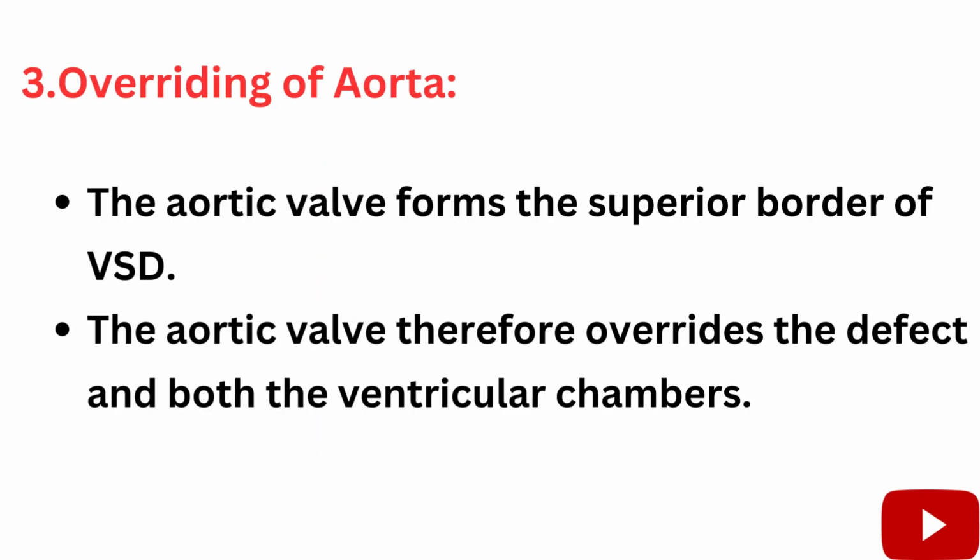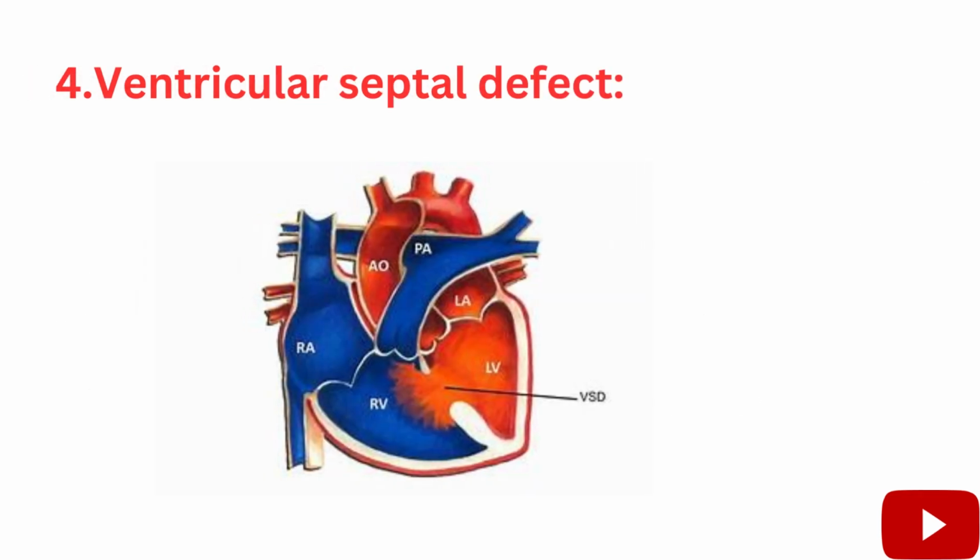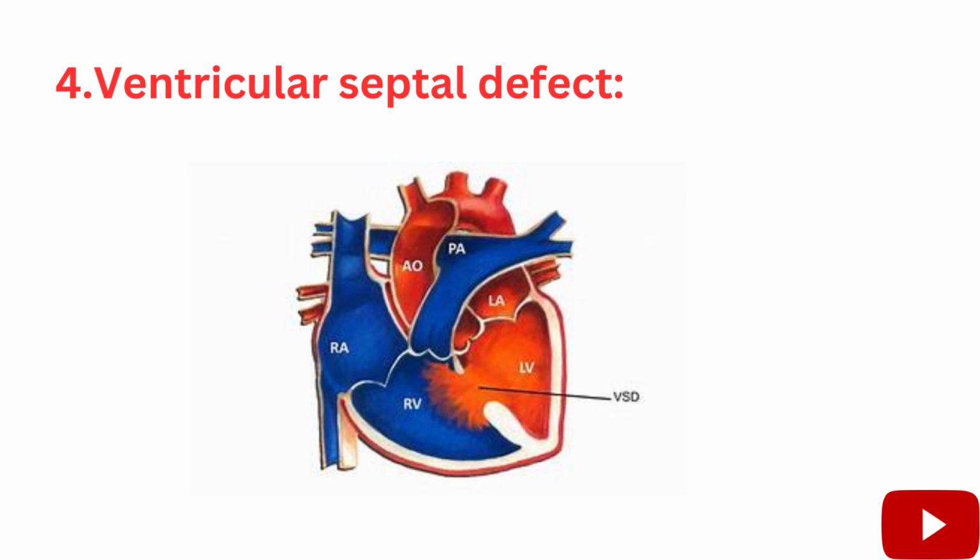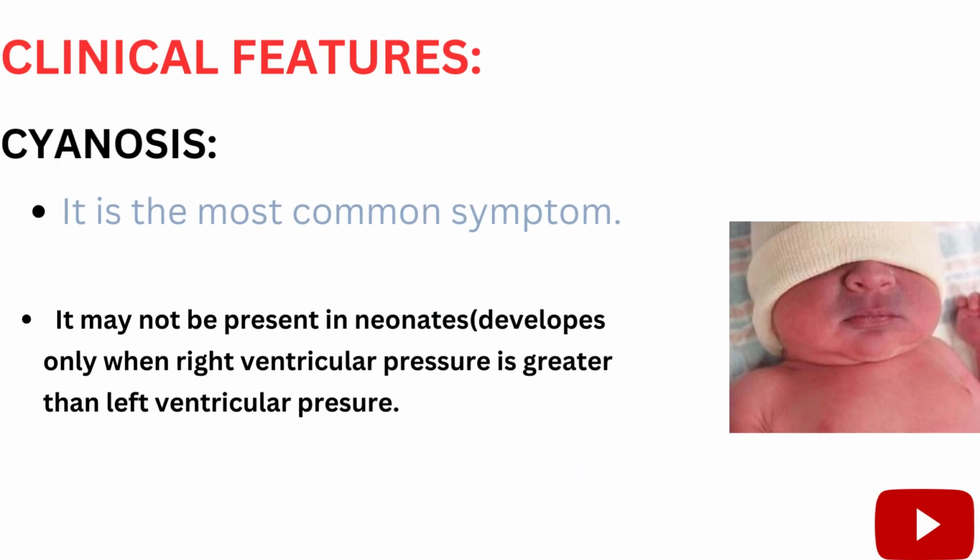and 4. Ventricular septal defect. The aortic valve forms the superior border of the VSD. The aortic valve therefore overrides the defect and both the ventricular chambers.